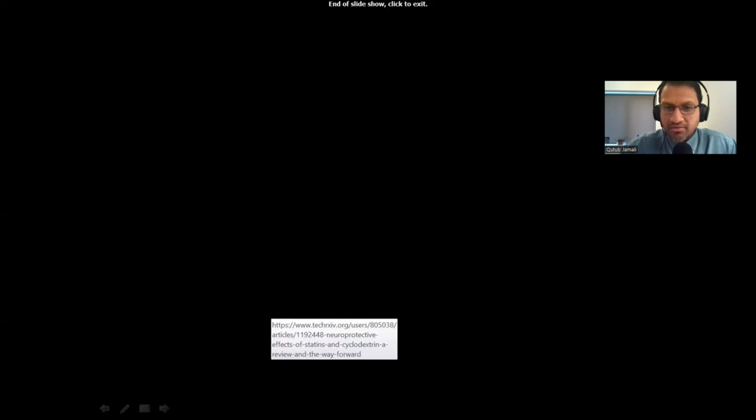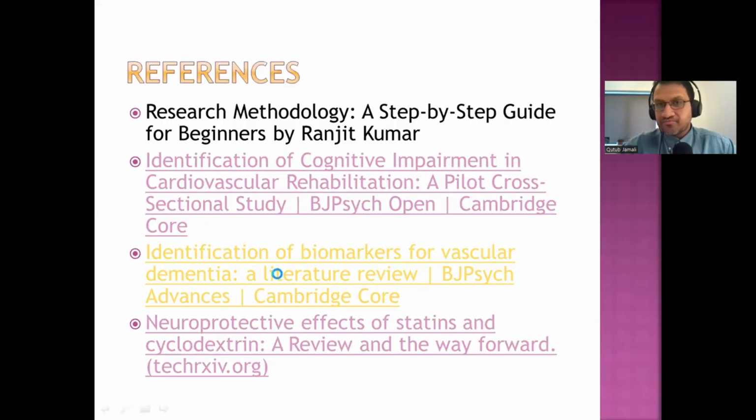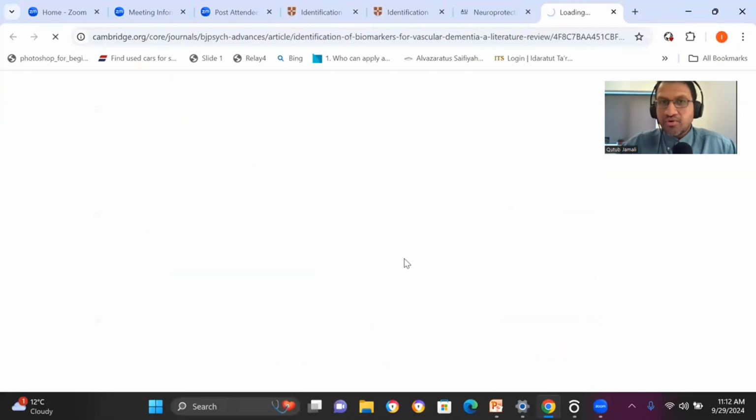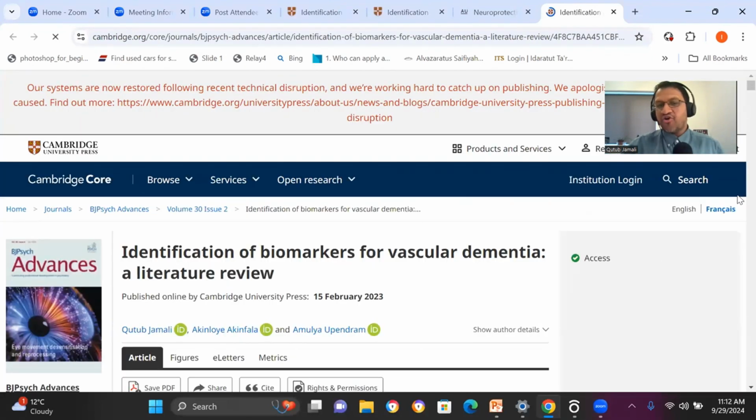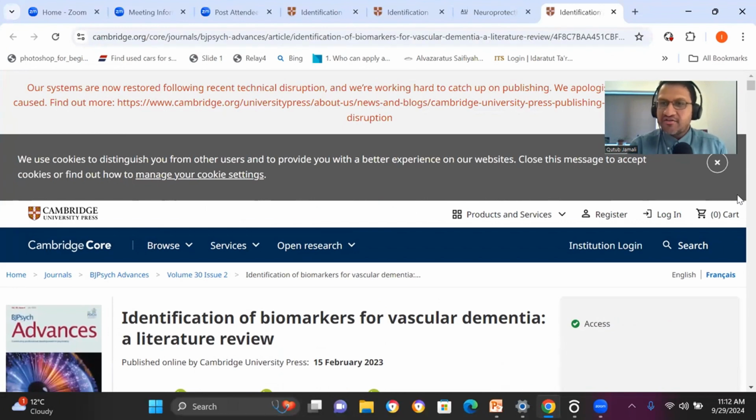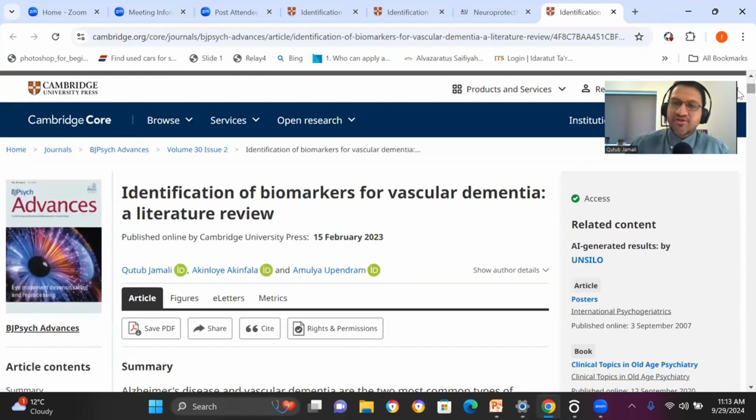So this was identification of biomarkers of vascular dementia. I did this literature review. I started doing this around February 2022, and it eventually got published in February 2023. Now, how did this question come?